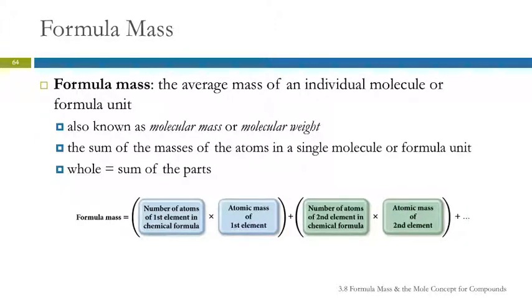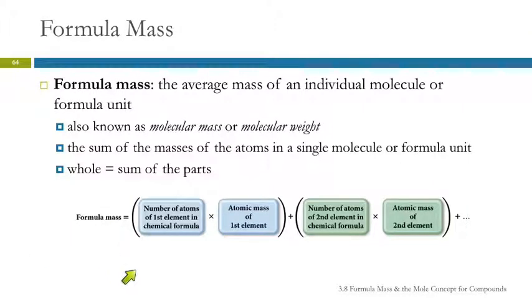Okay, formula mass. This is the average mass of an individual molecule or formula unit. You look at the formula for the compound, and if you had one of those, what would the mass be? It's also known as a molecular mass, the mass of a molecule, or a molecular weight. And all you do is take the masses of each of the atoms that are in that unit and add them together. So the whole equals the sum of the parts, right?